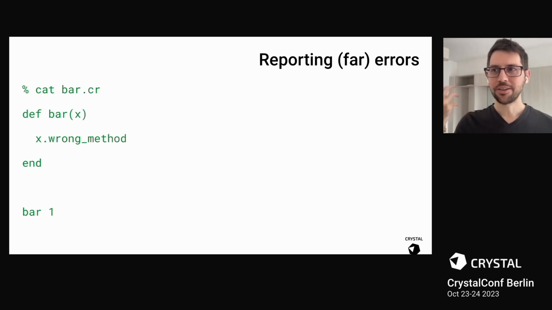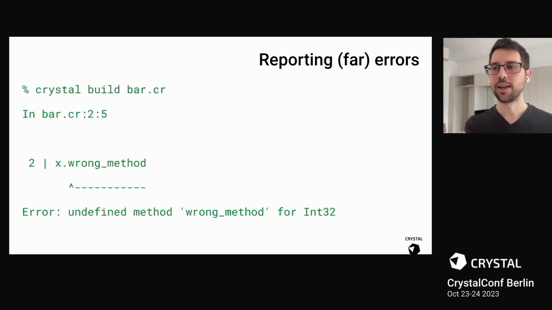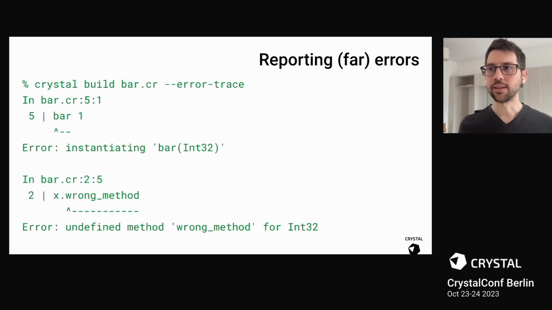When we're reporting slightly far errors, again, the same problem, an existing method, but it's now called in some method. The compiler will tell us, hey, this is where something goes wrong, or we can even request a deeper trace, so you can have all the tracing because bar1 called this, and then you have this method. This experience is great, and it gives you all the information that you need.